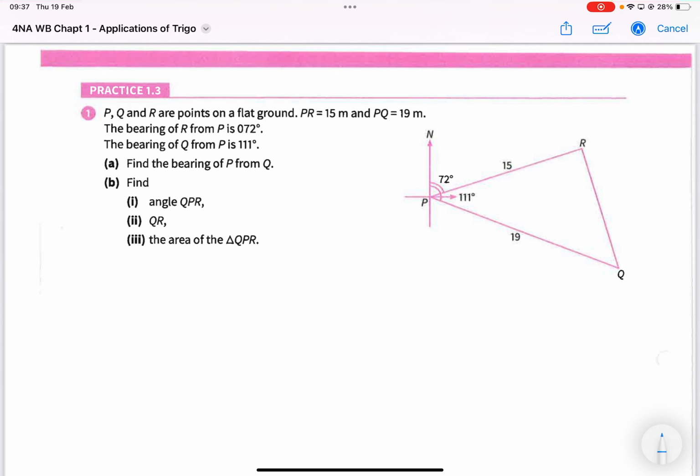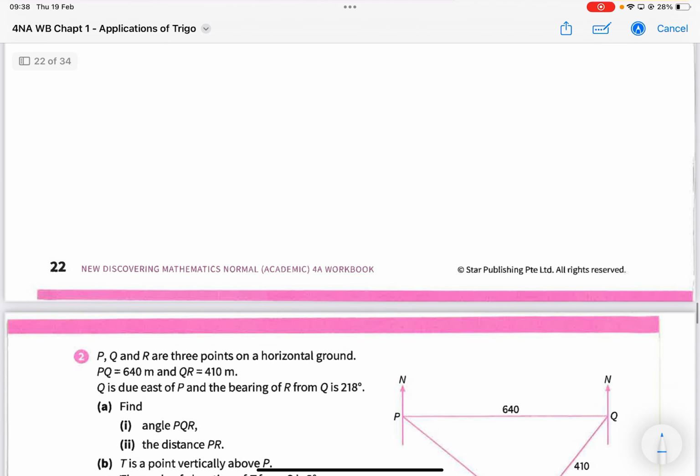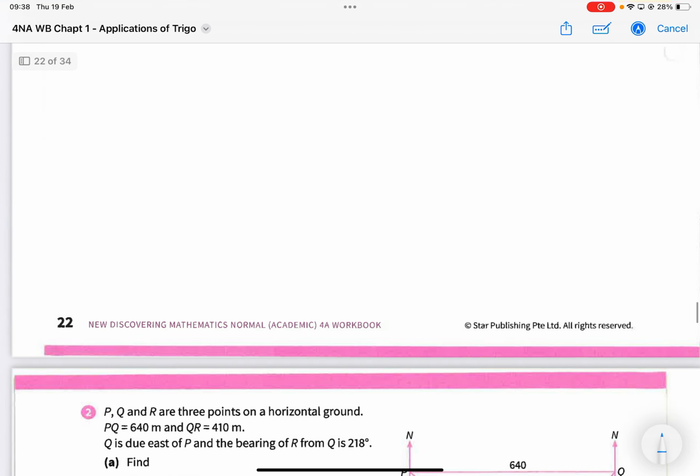Okay, practice 1.3. Or we do one first, then you all try. We do one first.